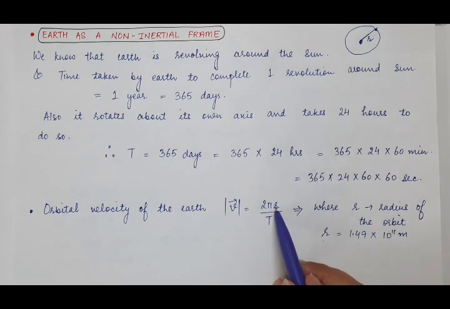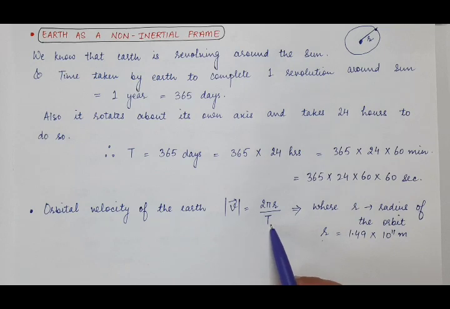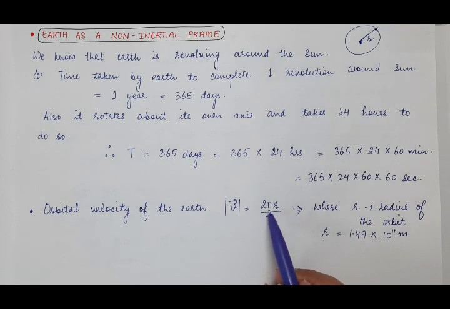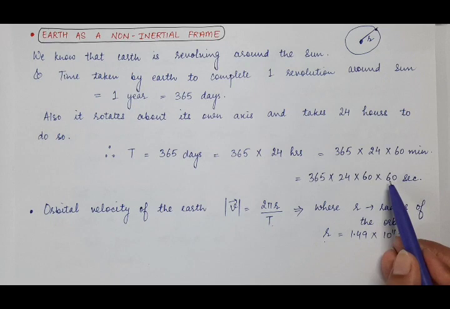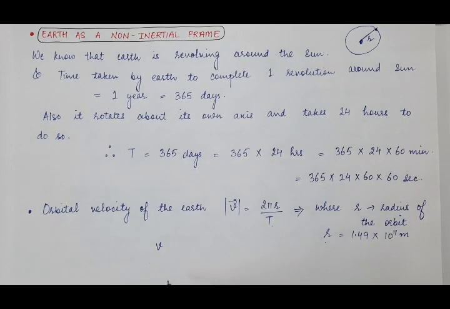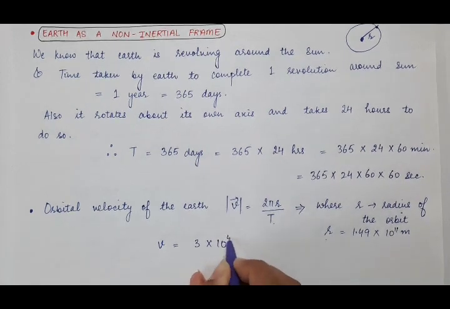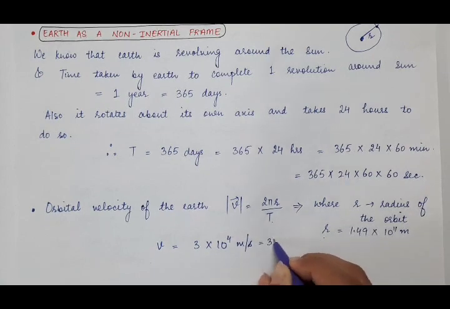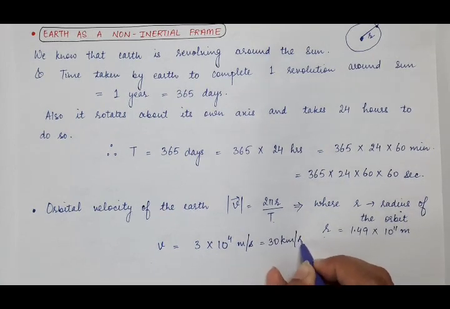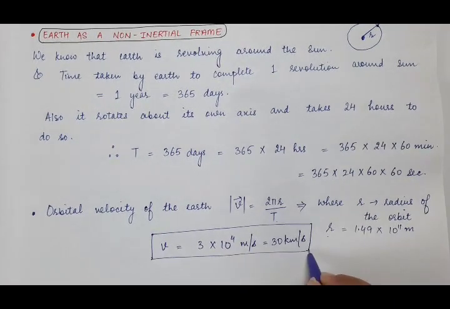So put the value of r here and put the value of T here. And what will you get? 2 into pi is 22 by 7, into r is 1.49 into 10 raised to power 11, divided by T, is this. So you will get the orbital velocity of Earth. It is equal to 3 into 10 raised to power 4 meter per second, or you can say 30 kilometer per second. Earth moves 30 kilometers in 1 second.